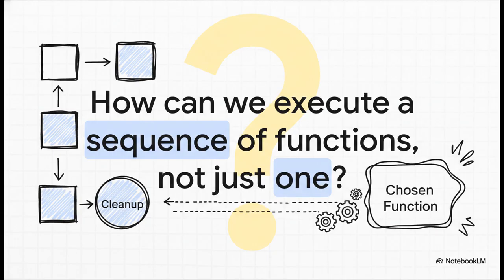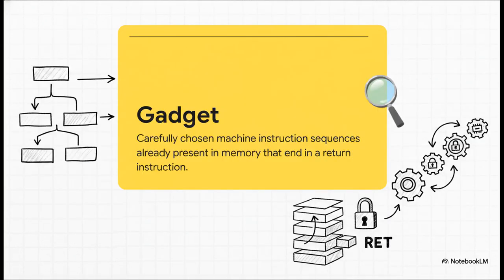So how do you make the program call one function, clean itself up, and then immediately call a second function that you've also chosen? The answer is to use these things called gadgets. Now, a gadget isn't a full function. It's just a tiny sequence of useful machine instructions that just so happens to already exist somewhere in the program's code. But the one critical thing that every gadget must have is a ret, a return instruction at the very end. That final ret is the engine that drives the whole ROP chain. It's what lets us jump from the end of one gadget to the beginning of the next one.